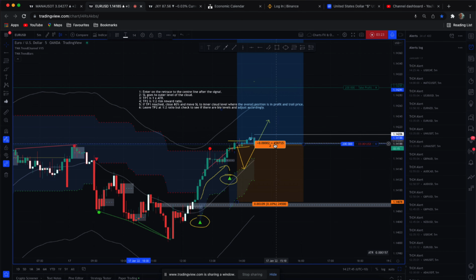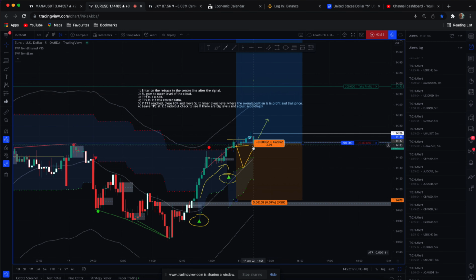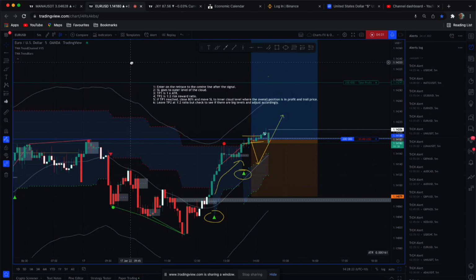We take 80%, and with that 20% remaining, we then pull the stop loss up and we trail the inner level of this cloud. So it becomes a trailing stop loss once we've closed 80%. At the moment we're going to leave the stop loss down here, and this is more or less a day trade / intraday trade until we reach our first target and close 80%. So let me just show you how this works.